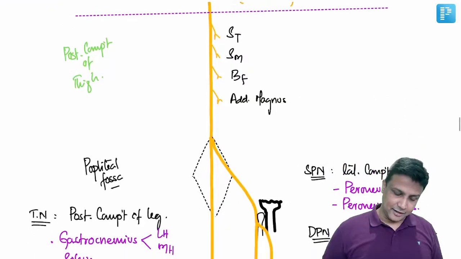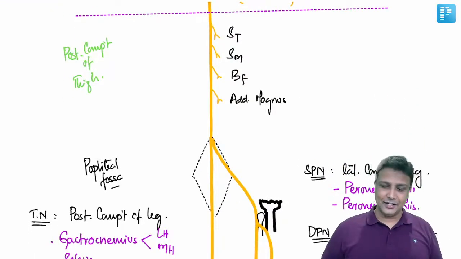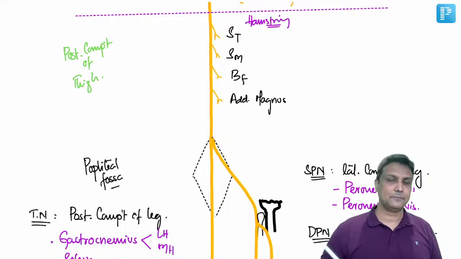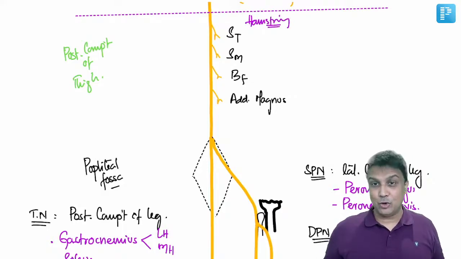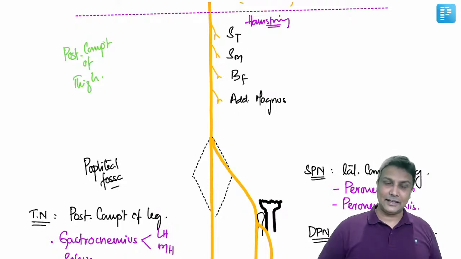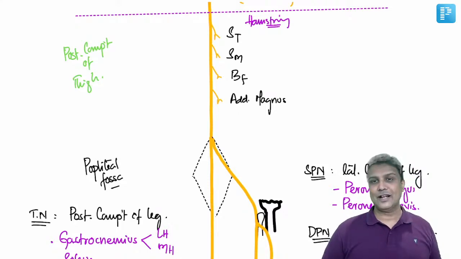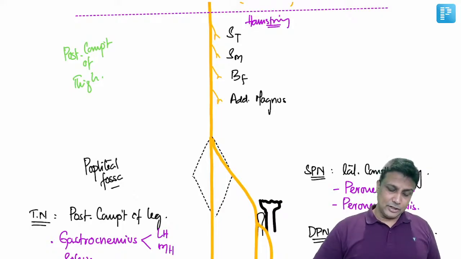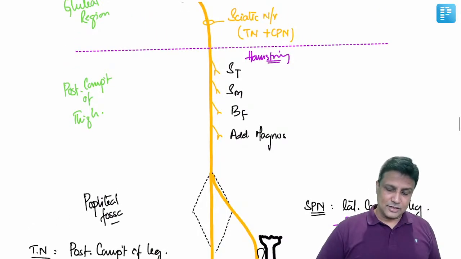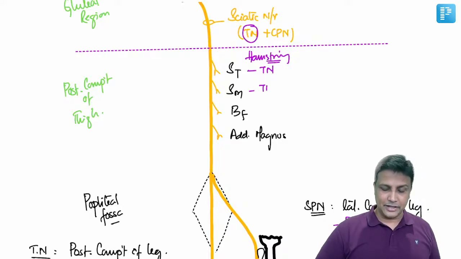Then in the thigh, in the posterior compartment of the thigh, you'll have muscles, and those muscles will be the hamstring muscles, or simply you can call them hamstrings. Those will be semitendinosus, semimembranosus, and biceps femoris, as well as one more muscle here, adductor magnus. Now let me tell you, semitendinosus will be supplied by the tibial nerve, I mean to say the tibial component of the sciatic nerve. Semimembranosus is also supplied by the tibial nerve.